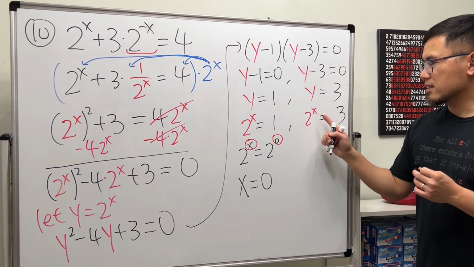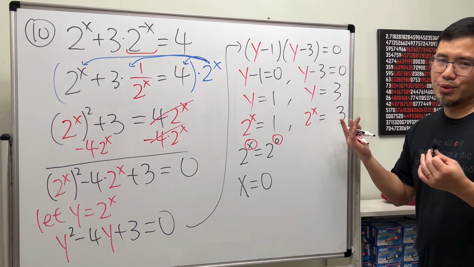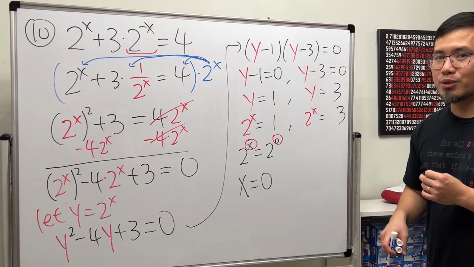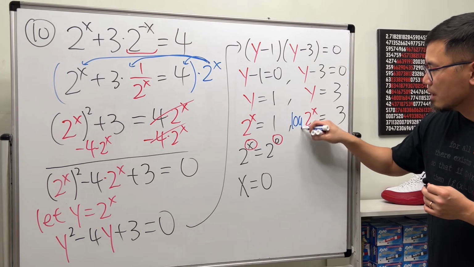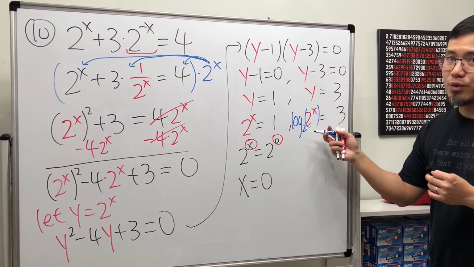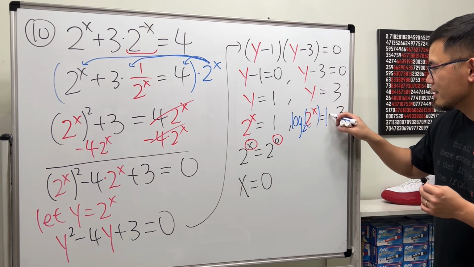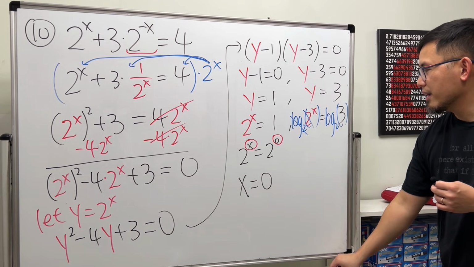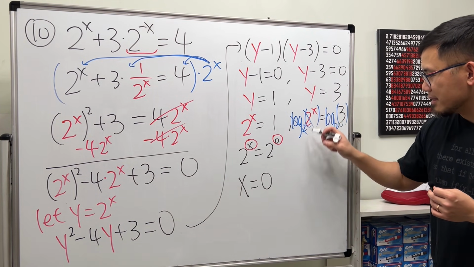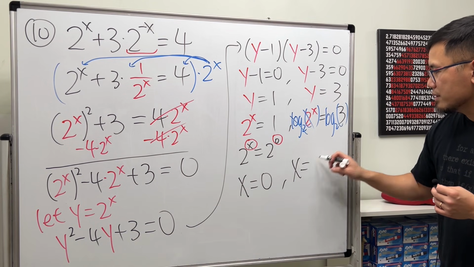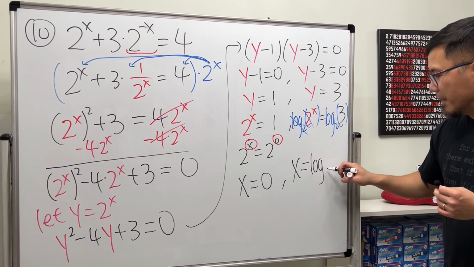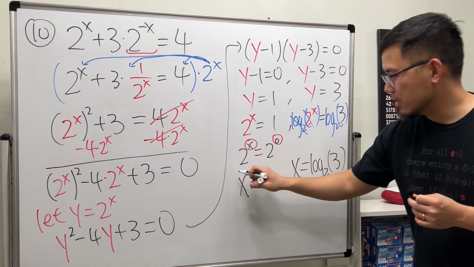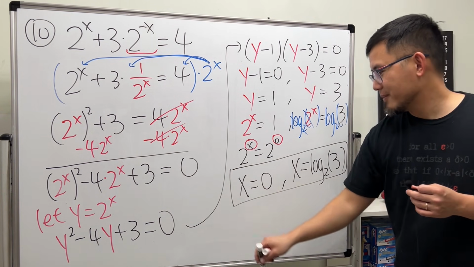But for 2 to the x is equal to 3, for the 3, we cannot do anything, right? So I will just take the logarithm on both sides. I will take log base 2, because I only have one base here. So log base 2, both sides. That way, this and that can cancel. And then we just get x by itself equals log base 2 of 3. Just like that. So 2 answers like this.